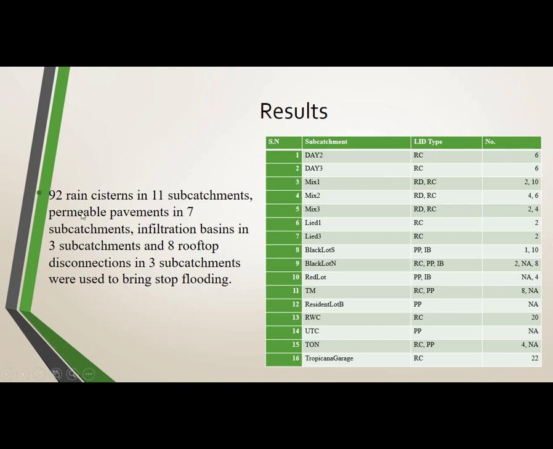Also permeable pavements were used in 7 of the subcatchments, which are primarily parking lots, and infiltration basins are used in 3 subcatchments, and 8 rooftop disconnections were used in 3 of the subcatchments, in which we had a mix of buildings as well as open spaces, so that we can stop the flooding.